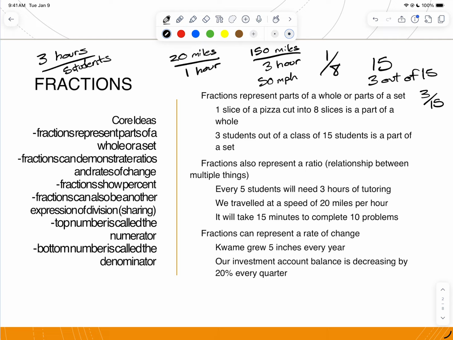Fractions also show up when we're describing rates of change. So maybe Kwame grows 5 inches every year, right? Or our investment decreases by 20% every quarter, right? These are examples, right, where fractions are representing a rate of change. When we're looking at fractions, we're comparing how something changes with another quantity. So when you see a fraction, don't automatically think pizza or pie, right? You can also think relationship. And a fraction is often telling us how one quantity relates to another quantity.